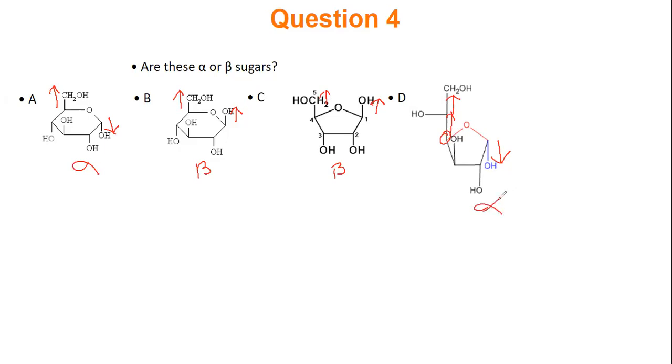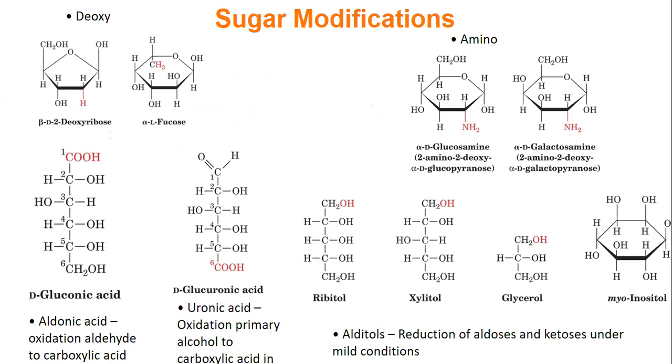All right, any questions about that? If not, we'll move on. This alpha and beta stuff will actually be very important here when we talk about polymers of sugar. So it's very good that we understand, just looking at the monomer, how can we tell alpha or beta? Now, inside the body, sugars can be modified, and they get special names based on their modification.